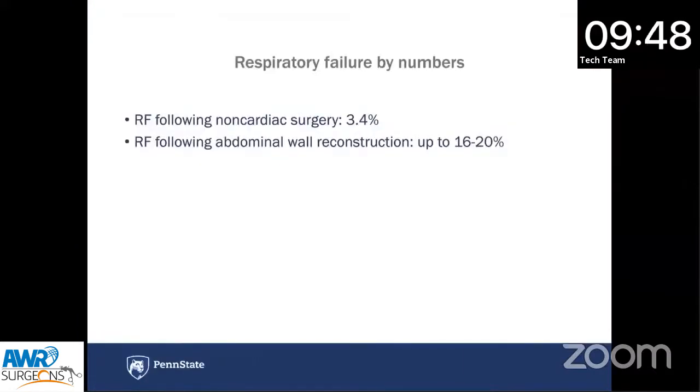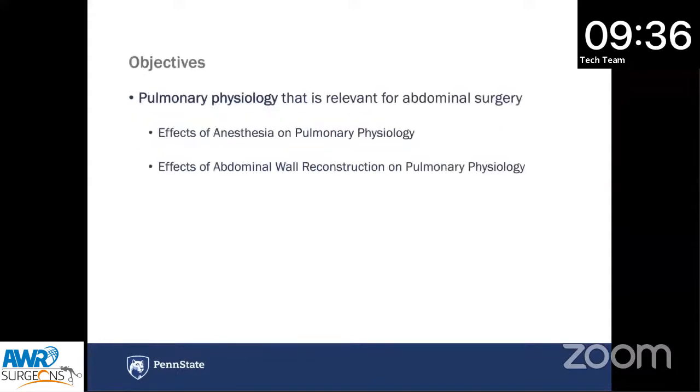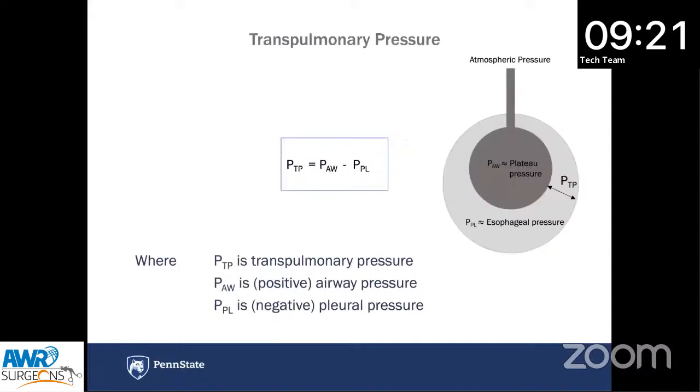So respiratory failure is not an insignificant issue following abdominal wall surgery and affects up to 1 in 5 patients, which is much higher than patients undergoing non-cardiac surgery. And so in 10 minutes, I'm going to talk to you briefly about pulmonary physiology that is relevant for abdominal surgery, specifically the effects of anesthesia and the effects of surgery on pulmonary physiology.